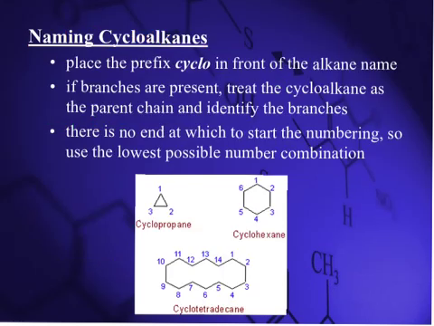When we name cycloalkanes, we just need to put the word cyclo in front of the alkane name. If there are any branches, we're going to treat the cycloalkane as the parent and the branches as the branches. It doesn't matter where you start numbering because it is a ring, and therefore all the carbons will be similar. However, we need to start numbering at the branch with the highest priority in order to give it the lowest number.